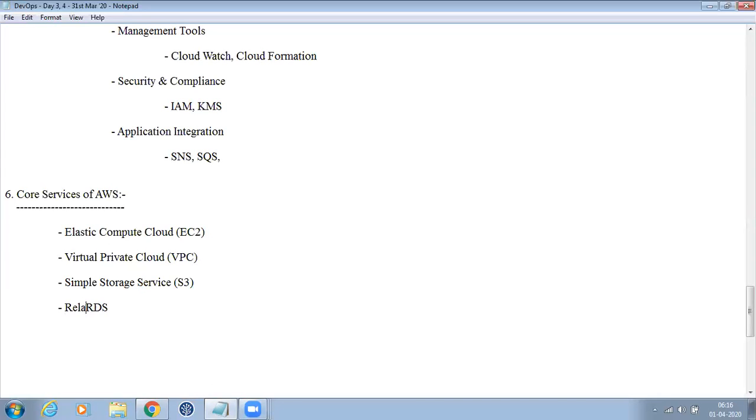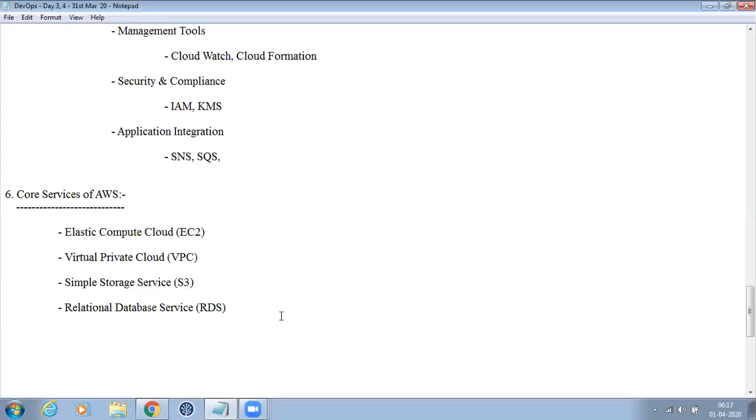Next, Relational Database Service, RDS. So these are the core services of AWS. Without these services, there is no AWS. Any application will be hosted in the cloud most of the time. In some cases they may not use some of these services, but in the majority of configurations or migrations of cloud, they have these services for sure.